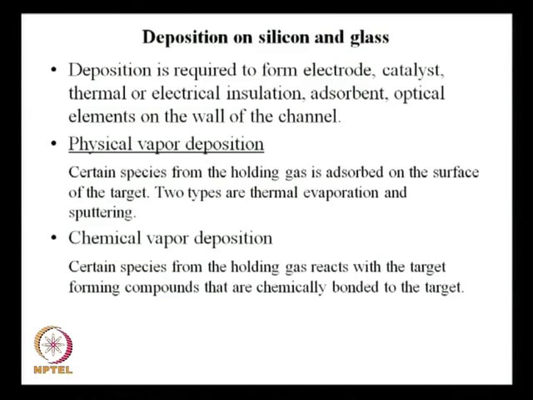Deposition is required to form electrode, catalyst, thermal or electrical insulation, adsorbent, and optical elements on the wall of the channel. So, for these reasons you need to deposit the material inside the channel. Deposition could be, for example, forming an electrode at one end of the channel, not over the entire channel, only in one portion.